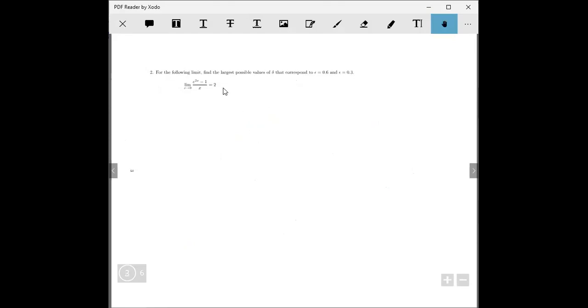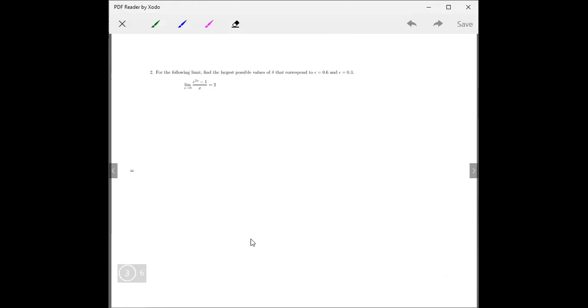Number 2. So here we have another limit. This is the limit as x approaches 0 of (e to the x minus 1) over x equals 2. For the following limit, find the largest possible values of delta that correspond to epsilon equals 0.6 and epsilon equals 0.3. So this right here is our function.